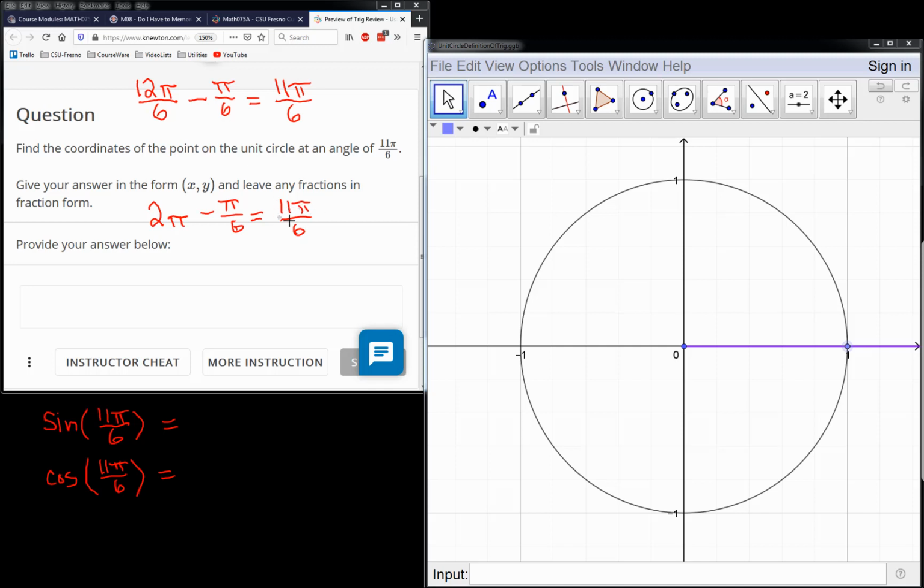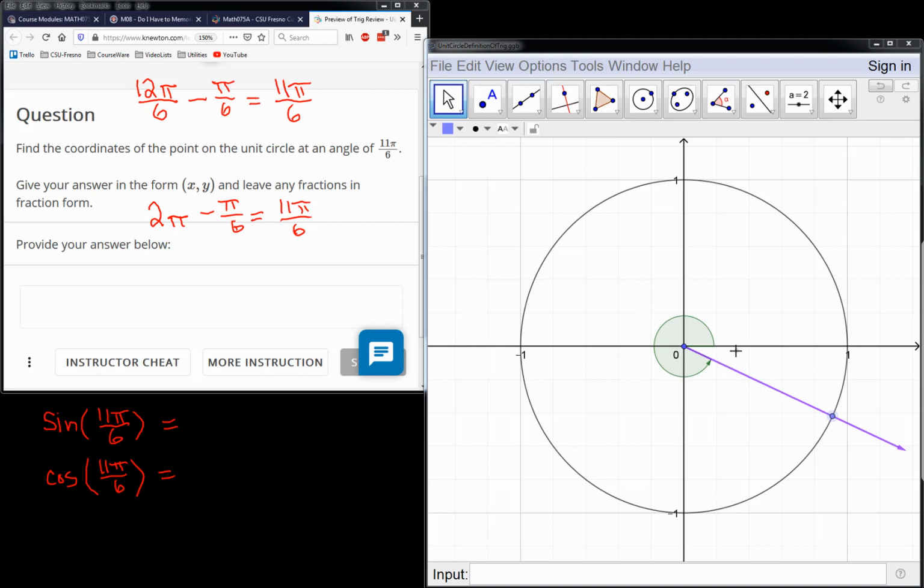So this is telling me what my picture is going to look like. What my picture is going to look like is I want to go a complete revolution. A complete revolution is 2 pi. But then, oh, we don't quite go a complete revolution. We miss out by pi over 6. So we go just short of a complete revolution. We go pi over 6 short of a complete revolution. Aha. So I maybe would even make a note of that in my picture.